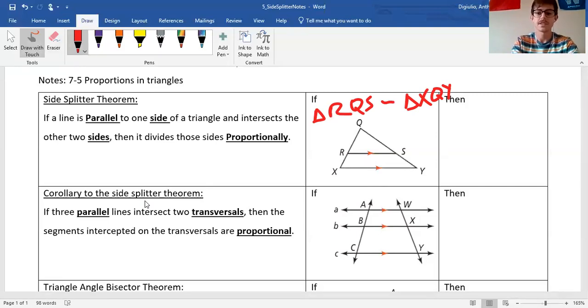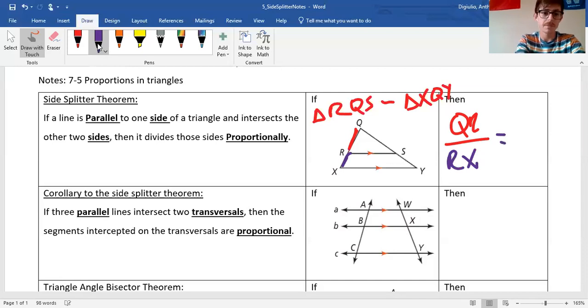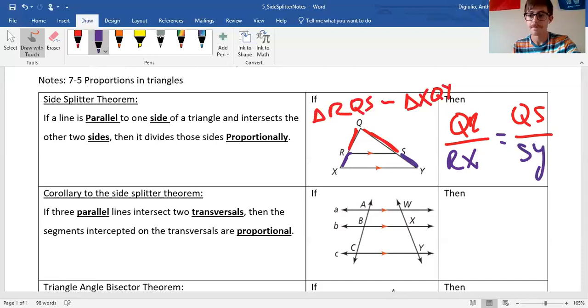I can say that this side QR over, well, we actually don't even need this whole side. We can do just the part of it. RX should be equal to, that proportion should be the exact same as, just on the other side, QS to SY. So by knowing that those two triangles are similar, we're able to set up these proportions and solve for these different sides based on the information that we know, because since they're similar triangles, we know that those sides have to be proportional to each other.